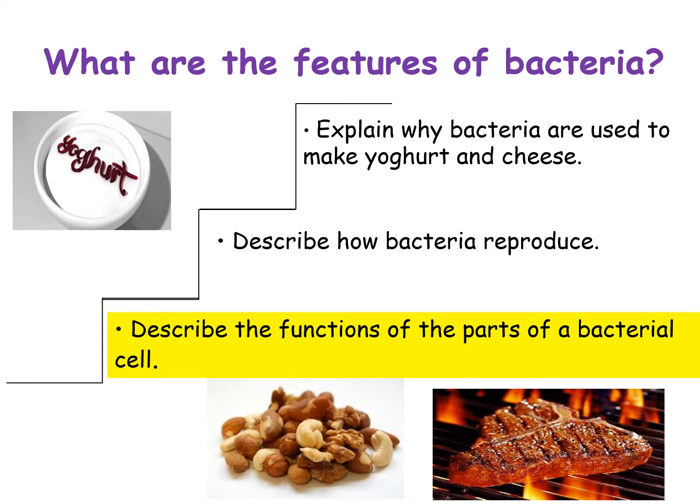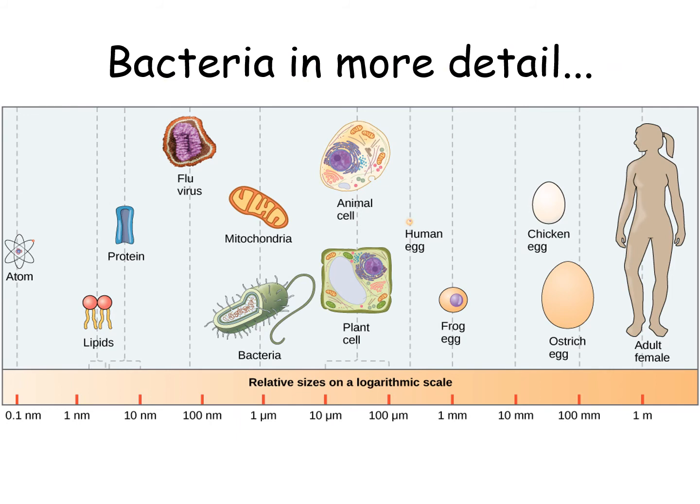Okay, so you have now been able to describe the parts and the function of a bacterial cell. We're going to go on now to have a look at how bacteria reproduce. So let's think about them in a little bit more detail. Okay, so you can see my bacteria here, and you can see that it is much smaller than a human cell. Typically, bacterial cells are between about 0.5 and 5 micrometers. And you can see the symbol for micrometers there just underneath the bacterial cell.